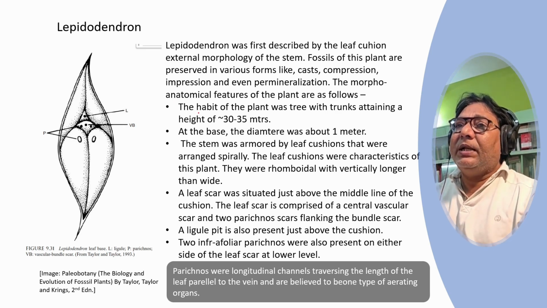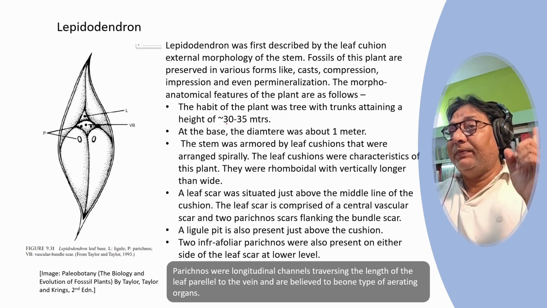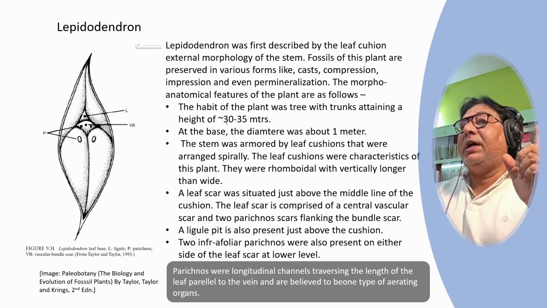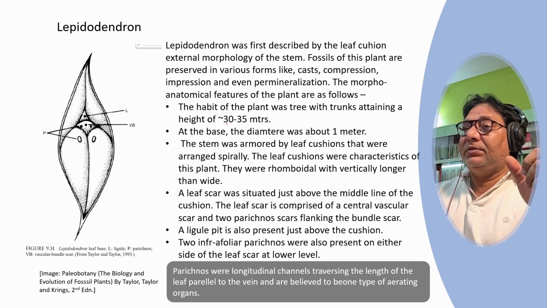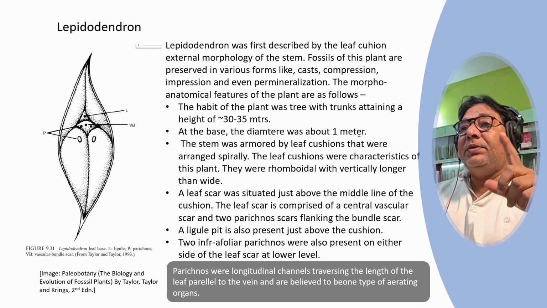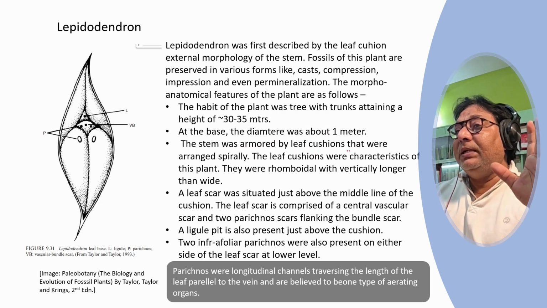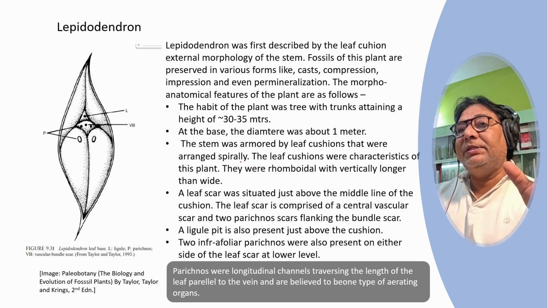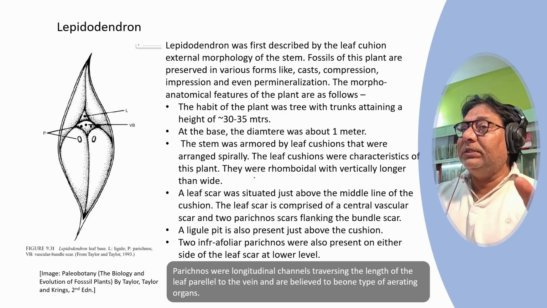Morpho-anatomical features are like this. The habit of the plant was a tree with trunks attaining a height of 30 to 35 meters. Imagine the height of the plant, 30 to 35 meters. Quite a tall plant. At the base, the diameter was 1 meter. The stem was armored by leaf cushions that were arranged spirally. The leaf cushions were characteristic of this plant.